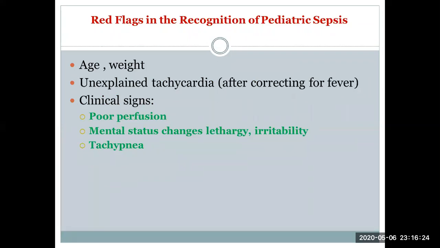Unexplained tachycardia after correction of fever and dehydration should be reinterpreted again. It might be a hidden sign of septicemia. Clinical signs of poor perfusion, mental status changes, lethargy, irritability, and tachypnea should be taken seriously in such patients.